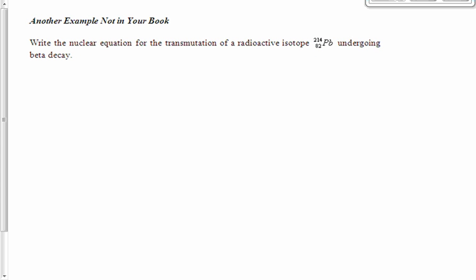Let's try another one. Write the nuclear decay equation for the transmutation of lead-214 undergoing beta decay. Produces a beta particle. By the way, if it doesn't say otherwise, we'll assume beta negative. If we mean beta positive, it'll say beta positive.